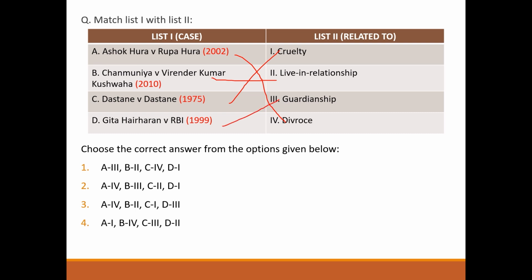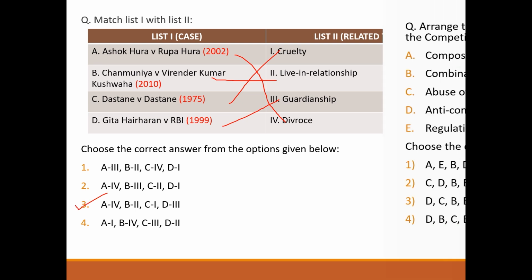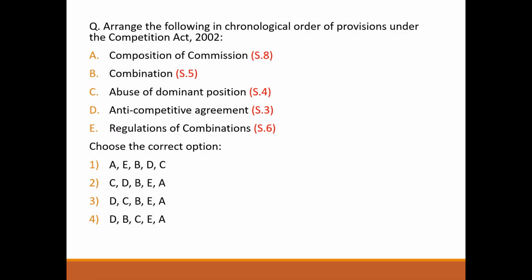Next question. Arrange the following in chronological order of provision under Competition Act 2002. Composition of Commission, Section 8. Combination, Section 5. Abuse of dominant position, Section 4. Anti-competitive agreement, Section 3. Regulation of combinations, Section 6. So answer will be option number 3.